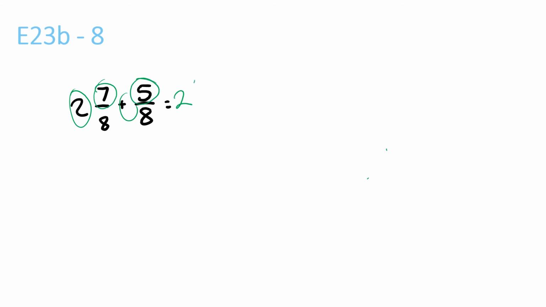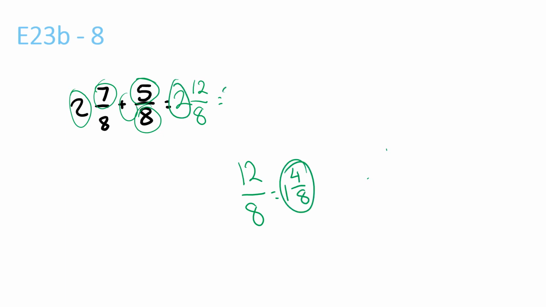7 plus 5 is 12 over 8, which is equal to, so 12 over 8. 8 goes into 12 once, with a remainder of 4 over 8. 1 and 4 over 8 plus 2 is equal to 3 and 4 over 8.